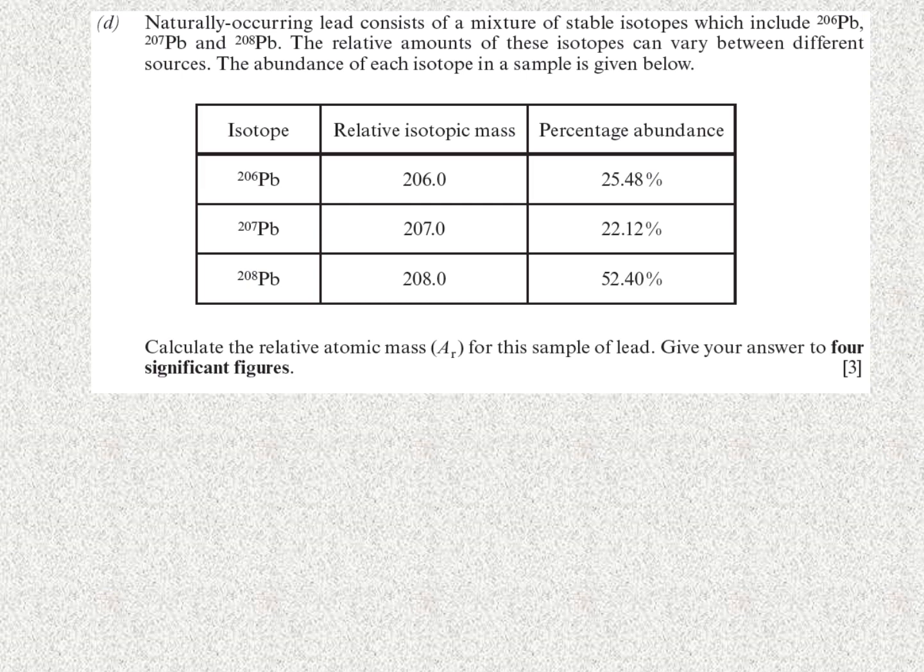So just to illustrate this one more time, here's an exam question which is all about lead. And it says naturally occurring lead consists of a mixture of stable isotopes 206, 207 and 208. And then you've got the percentage abundance of each isotope in this column. And your task is to calculate the relative atomic mass for this sample of lead, giving your answer to 4 significant figures. So what I would suggest you do at this stage is pause the video, have a go at the calculation, see how you get on, then unpause it, and I will go through it.